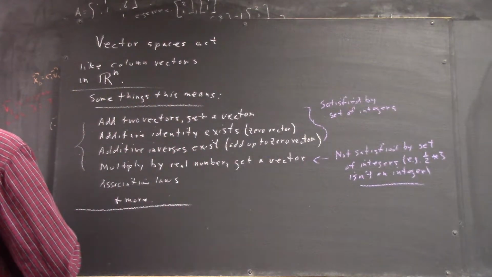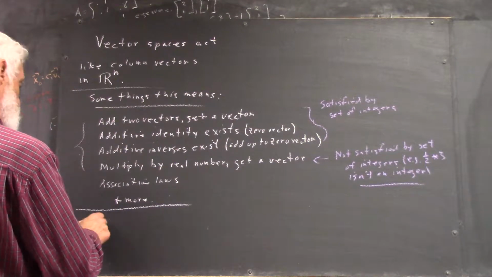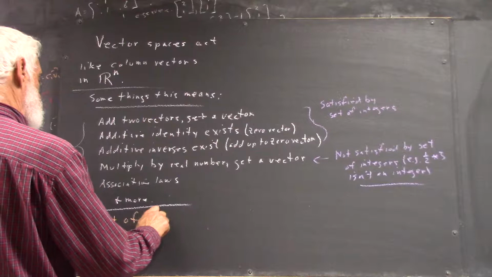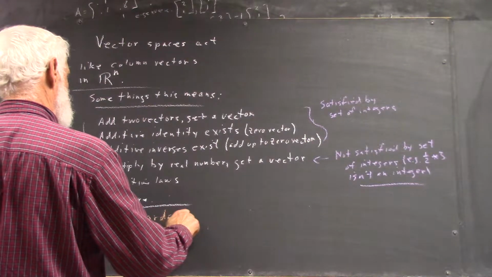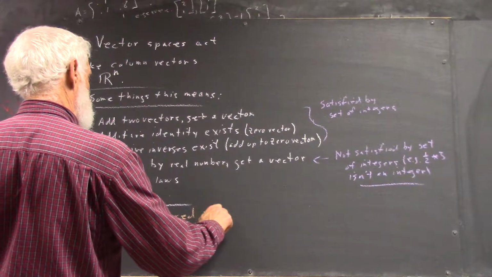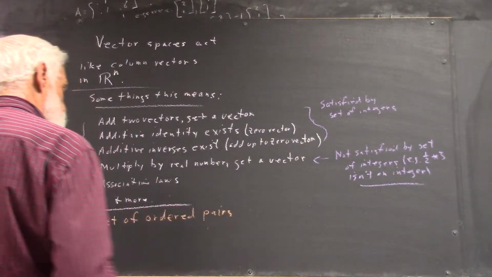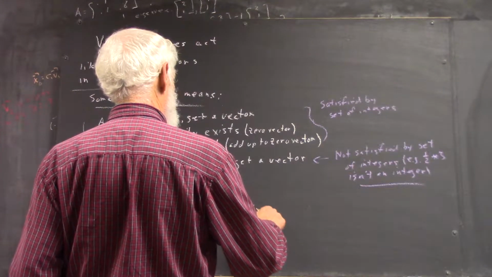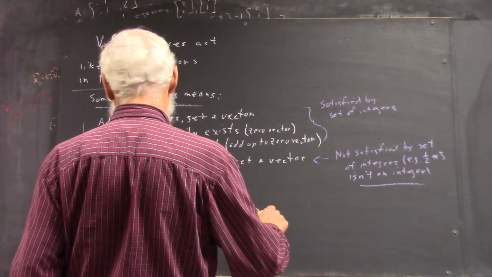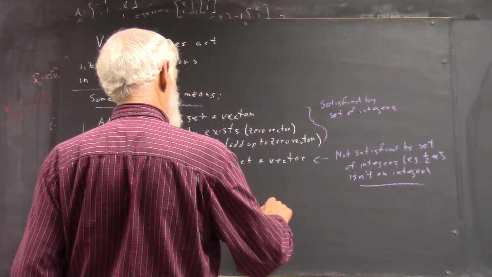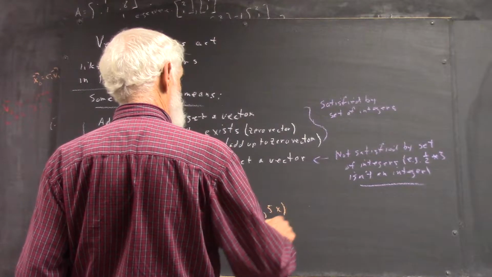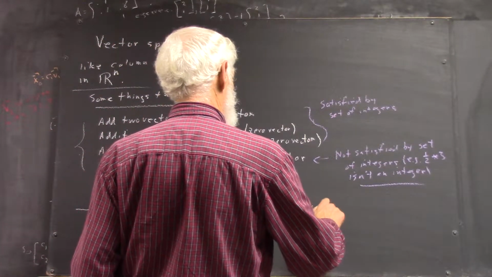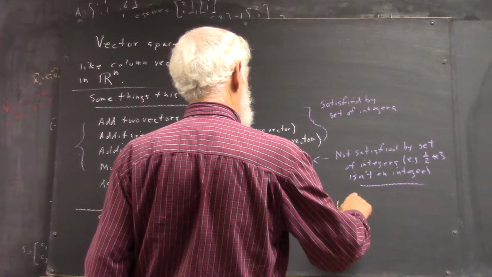And let's consider a set of ordered pairs. It's a set of (x, 5x), where x is a real number.